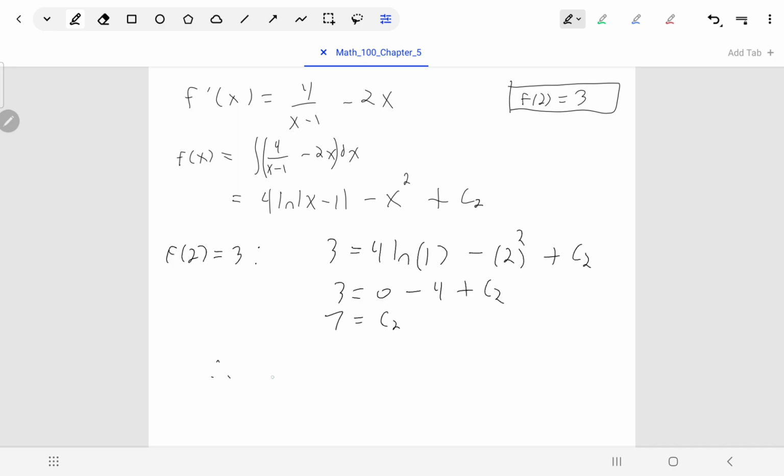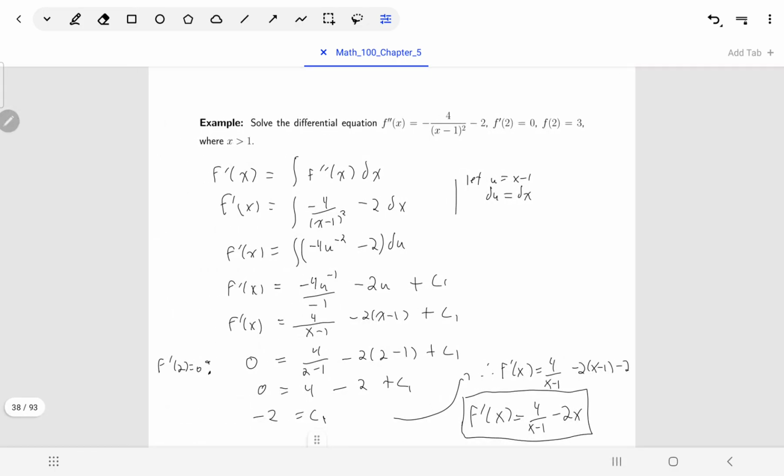So now I can say with confidence that my function is 4 natural log of absolute value of x minus 1 minus x squared plus 7. And again, same thing I wanted to mention that I've said before several times about differential equations. We can confirm our answer. Now that I have my function f of x, if I were to take the derivative of this function twice, I should get this second derivative. So I can confirm my answer very easily. I can also confirm that it satisfies the initial conditions.